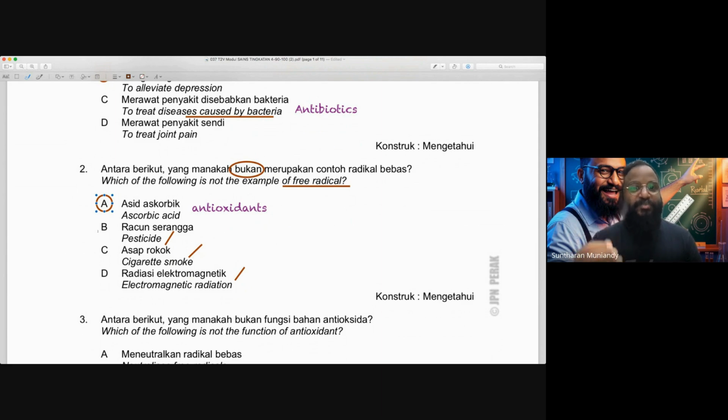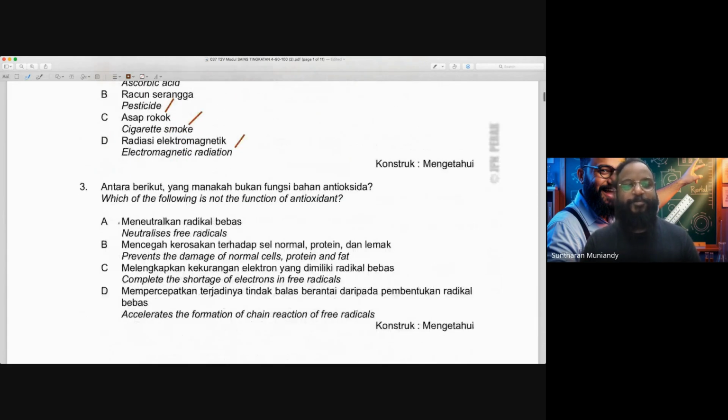So to reduce the free radicals, what we do is eat something that has a lot of antioxidants. For example, onions. You look at satay, they always serve you with timun and onion, fresh timun and fresh onion, because it contains antioxidants that will counter the free radicals. Number 2, A is your answer. Let's look at number 3.